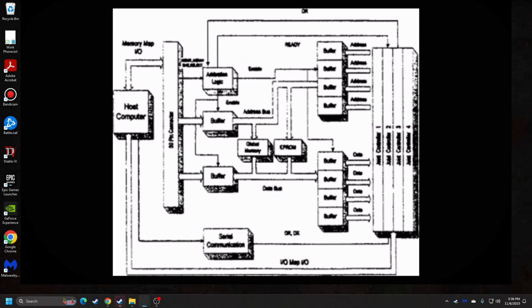Be My AI. The picture is a schematic diagram of a computer system. It is black and white and appears to be a technical drawing. Here are the key components and connections in the diagram. On the left side, there is a box labeled host computer. Above the host computer, there is a box labeled memory map I/O. Below the host computer, there is a box labeled serial communication. At the bottom, there is a box labeled I/O map I/O. In the center, there are several interconnected boxes including one labeled EPROM, surrounded by boxes labeled buffer and address latch. On the right side, there are multiple vertical lines labeled address and data, with horizontal lines connecting them to the central boxes. There are also lines labeled CLK and ready connecting various components. The diagram seems to represent the internal architecture and data flow within a computer system.